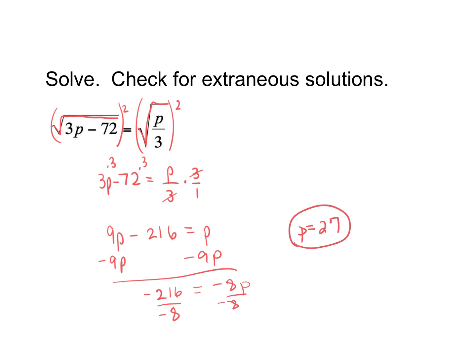Now, I did not introduce an x squared, so I probably don't have an extraneous solution. When I plug in 3 times 27 minus 72 and take the square root of that, I have 81 minus 72, which is 9, so I have the square root of 9. And on this side, I have 27 divided by 3, which is also 9, square root of 9. It checks out. Good to go.